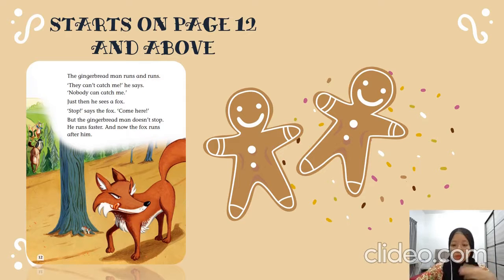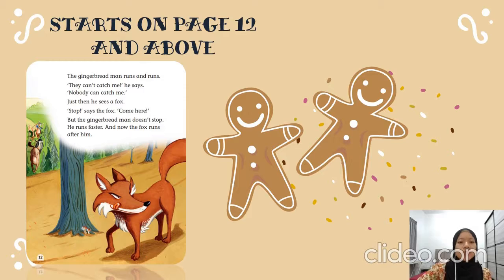Because as we know, the scene where the gingerbread man met the fox is actually the climax of the story, whereby it really is a turning point of the gingerbread man's life when he met the fox. Hence, that's why I asked them to start on page 12, which is the page where he met the fox. And they need to change the scene where they need to give me how they want to do it. All right.